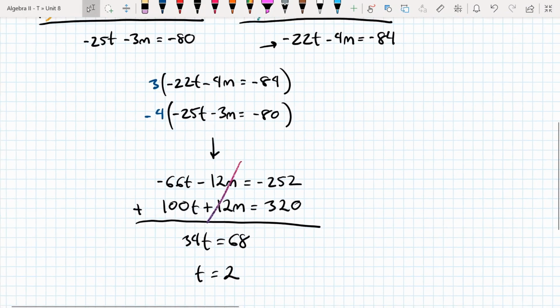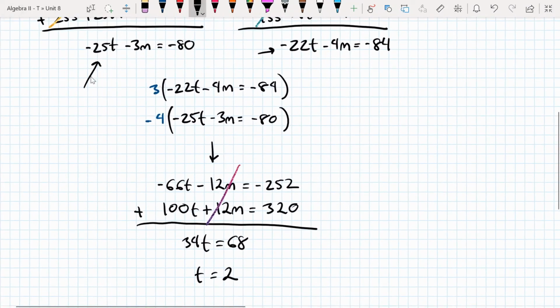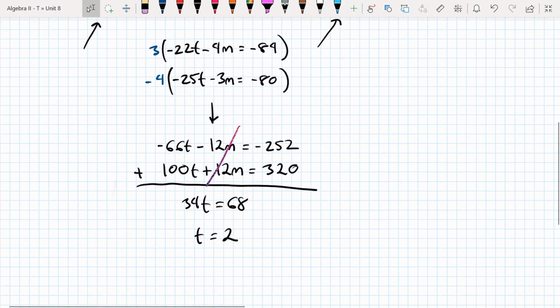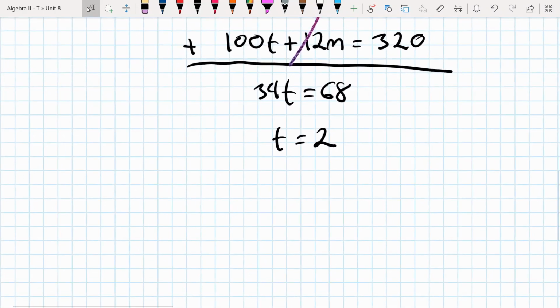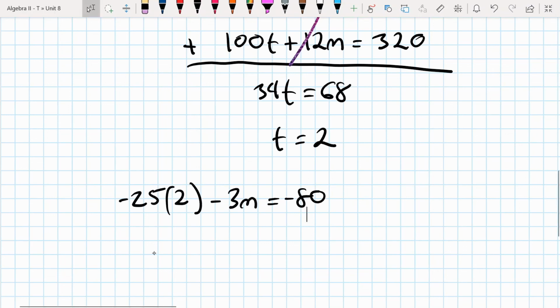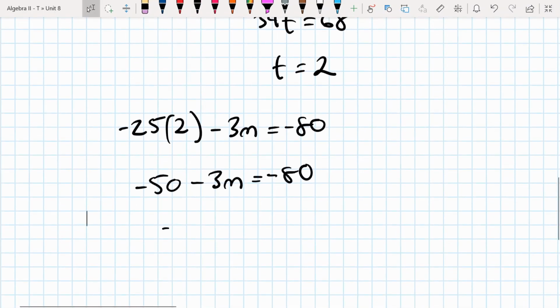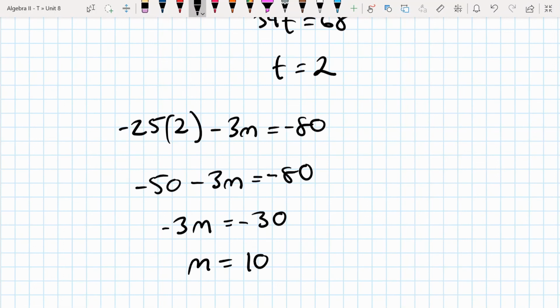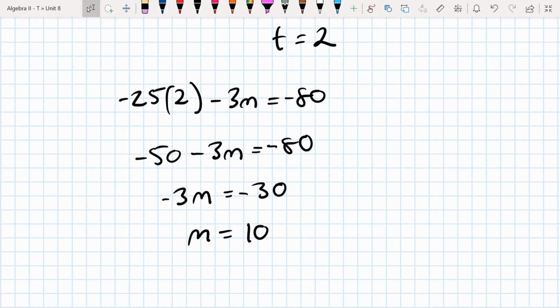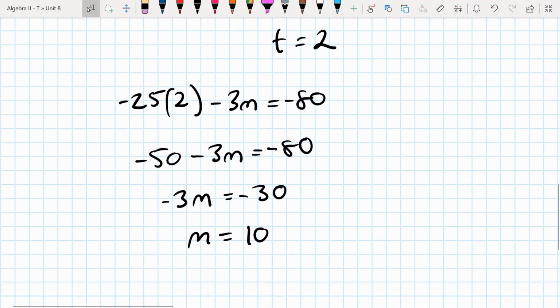Okay, now we're going to plug this t value into either this equation or this equation to solve for m. Let's just plug it into the left-hand side. It doesn't matter which one you plug it into, you get the same answer. So negative 25 times 2 minus 3 times m is equal to negative 80. This becomes negative 50 minus 3m is equal to negative 80. Let's add 50 on both sides, so negative 3m is equal to negative 30, and so the m value is equal to 10. And then lastly, we're just going to use one of the original equations to solve for s.